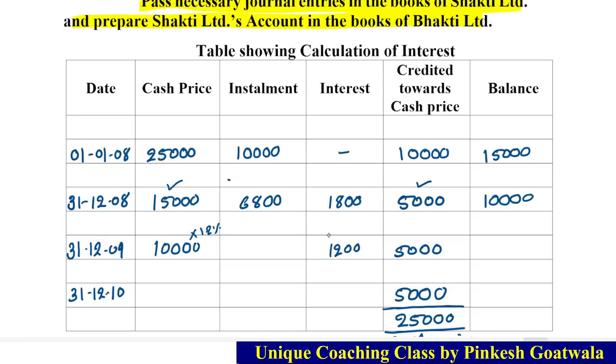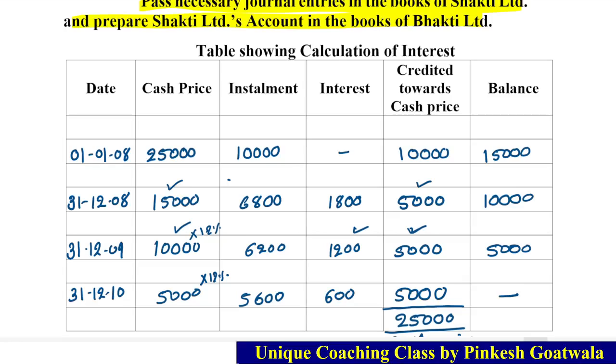What will be the installment? So we will add both. 5,000 plus 1,200, so 6,200. Then 10,000 minus 5,000, balance 5,000 will be transferred here. 12% interest, so 12% of 5,000 is 600 interest. And what will be the installment? 5,600 total, and here dash.